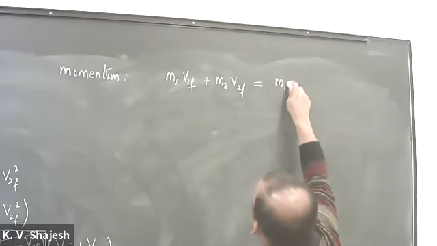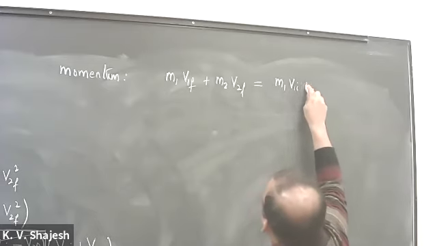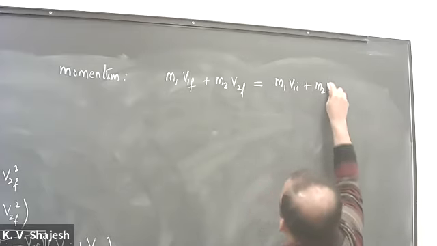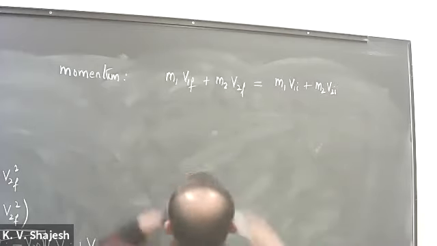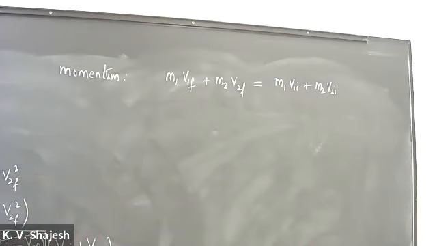And these are the known quantities, m1 v1 initial plus m2 v2 initial. The right hand side is known, and v1 final and v2 final are what I'm looking for.